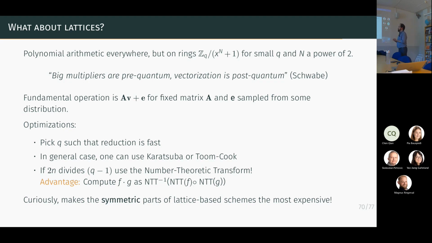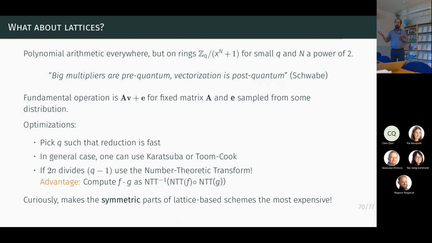What can you do in terms of optimizations? One thing is picking q to be small and such that reduction modulo q is fast. You need to reduce modulo q for arithmetic in these rings. And even though q is smaller than a word, you cannot just use the integer division instruction to reduce modulo q, because it runs in variable time. So I need to find a way to reduce by q that's efficient, vectorizable, and runs in constant time. So picking q can be very important.